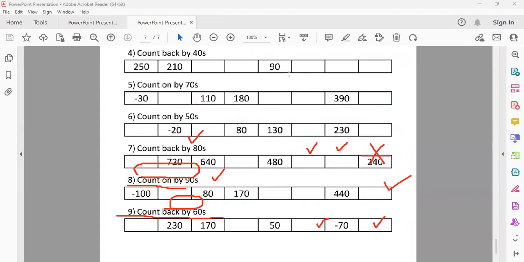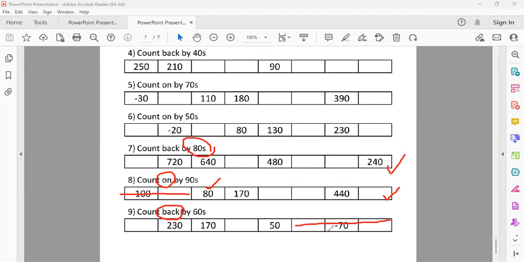No, 7, 8, 9. So counting back by 80s, number 7, this one you can do everything. Counting on by 90s, you start at 80 and you count on and complete it. Counting back by 60s, you can stop here. You don't have to do this. You just do this and this.